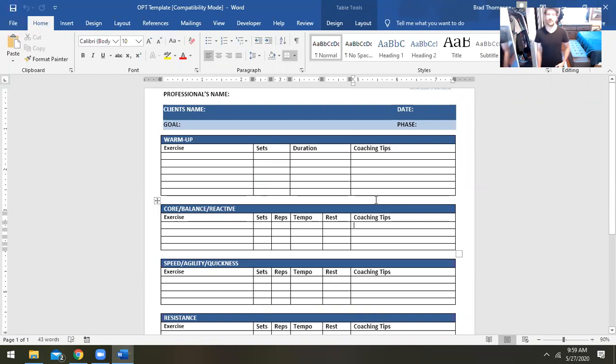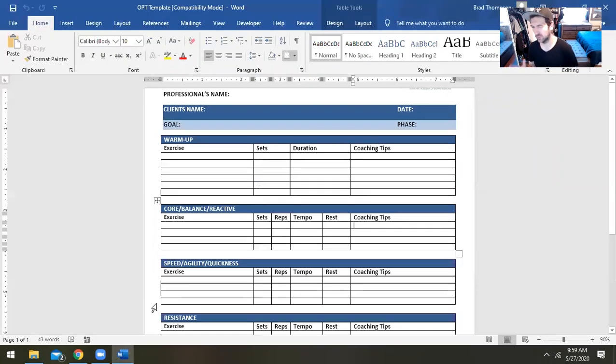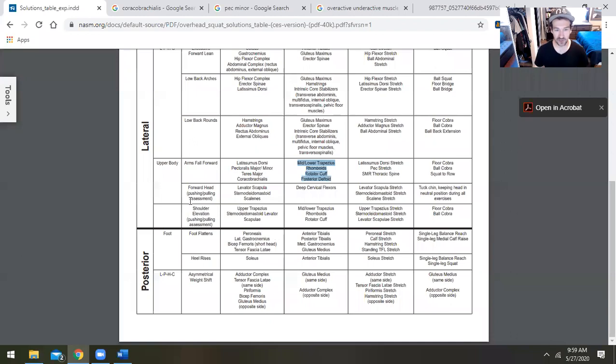All right, let's look at our 3 things today. So the first one, well, 2 things really, but 3 different postures. We are going to first look at forward head and shoulder elevation, and then we will look at arms fall forward. Now, a lot of times you're going to have a blend of all this coming together, but for now, we're going to break them up.